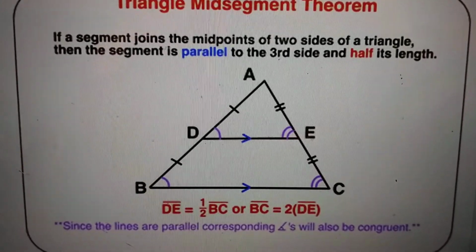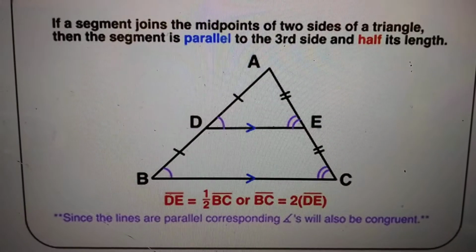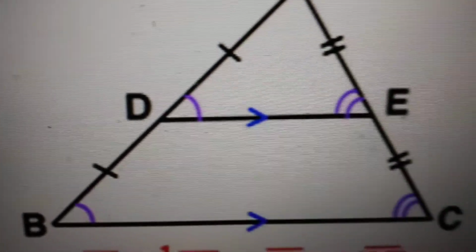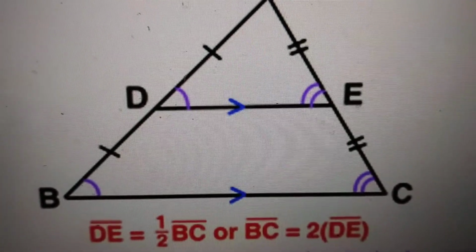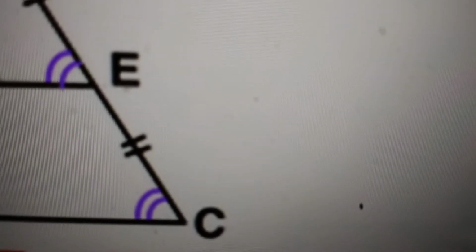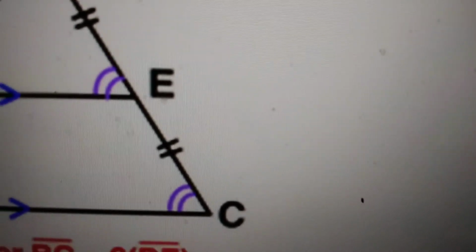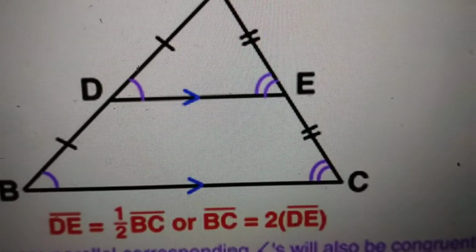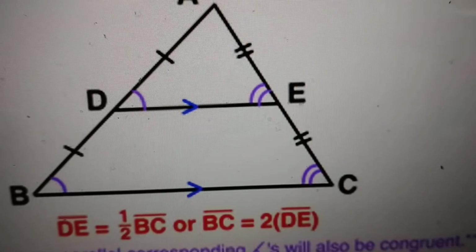Another thing which you can notice is that the angles over here, angle D and B, are corresponding. Why? Because DE is parallel to BC, and these angles at E and C are also corresponding and equal, of course, because E is the midpoint and DE is parallel to BC.